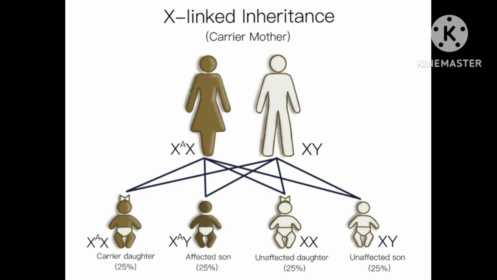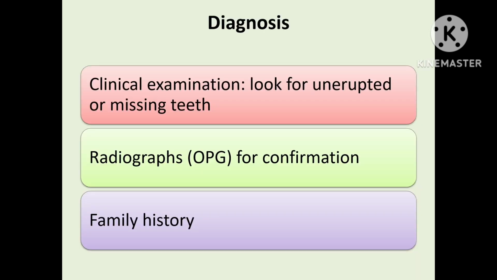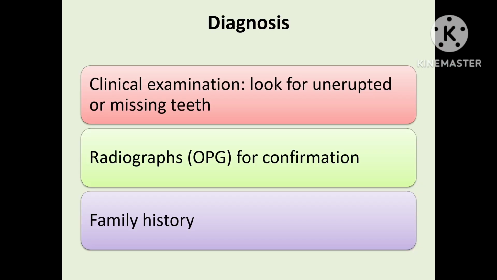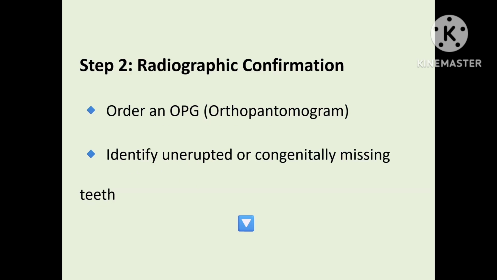Now coming to the diagnostic part of hypodontia. Diagnosis of hypodontia begins with clinical signs such as delayed tooth eruption and gaps in the dentition. A thorough intraoral examination involves tooth counting, symmetry check, and identifying retained primary teeth without successors. Radiographic confirmation using OPG helps differentiate between congenitally missing teeth and those that are unerupted or impacted. Absence of tooth bud confirms true hypodontia.